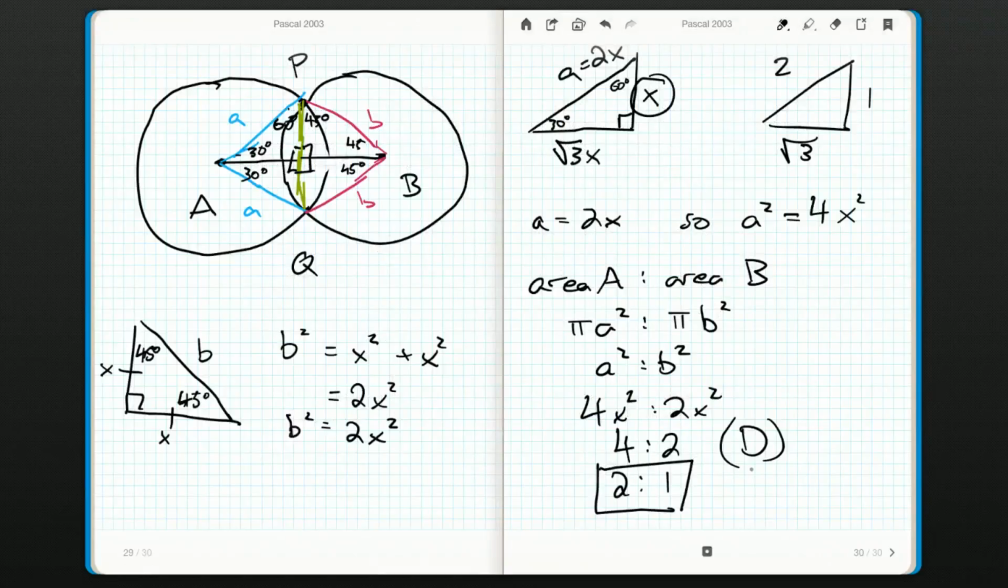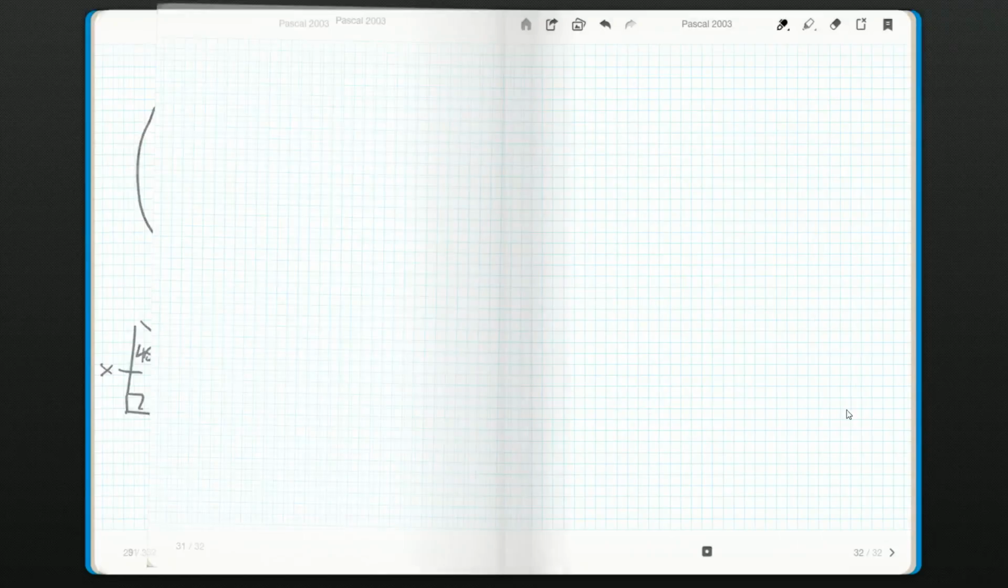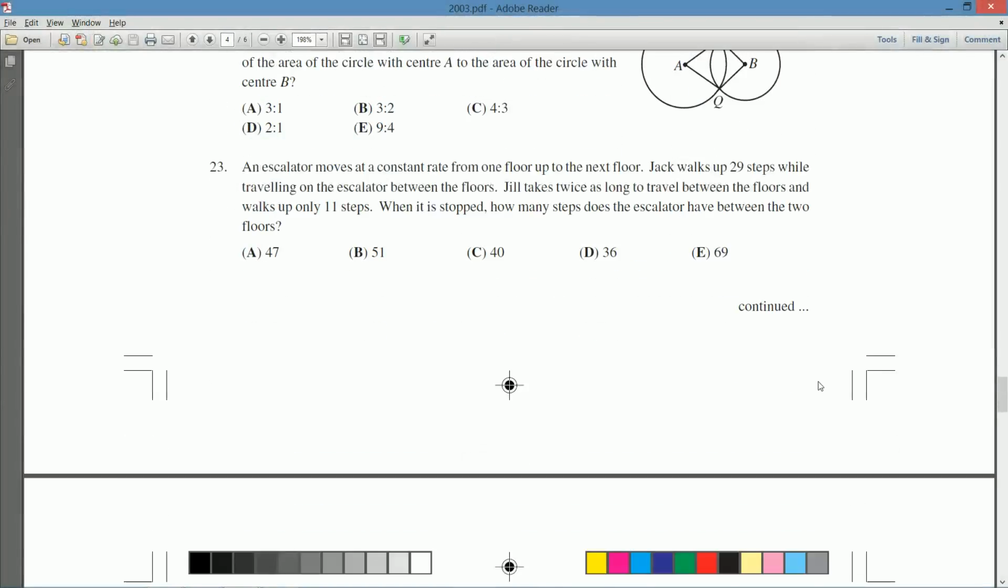Okay. And if you know the cosine law, by all means see whether or not it all works out there as well. It should. And we're going to flip the page in anticipation of our next question, question number 23 on the 2003 Pascal.